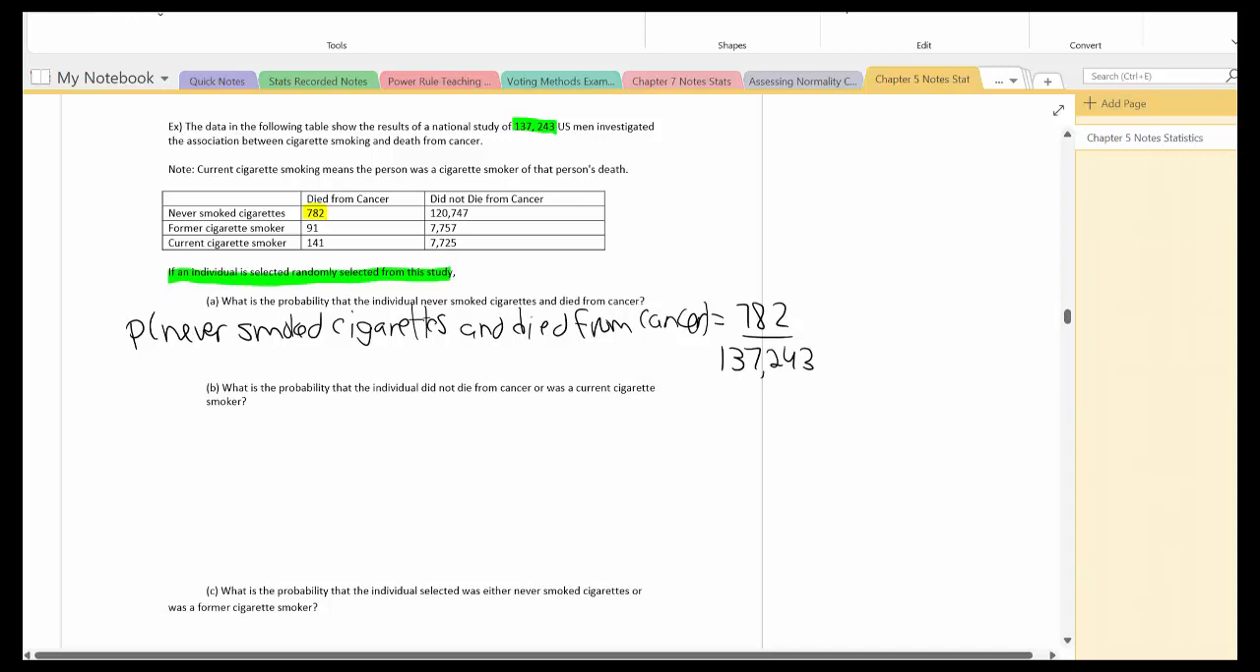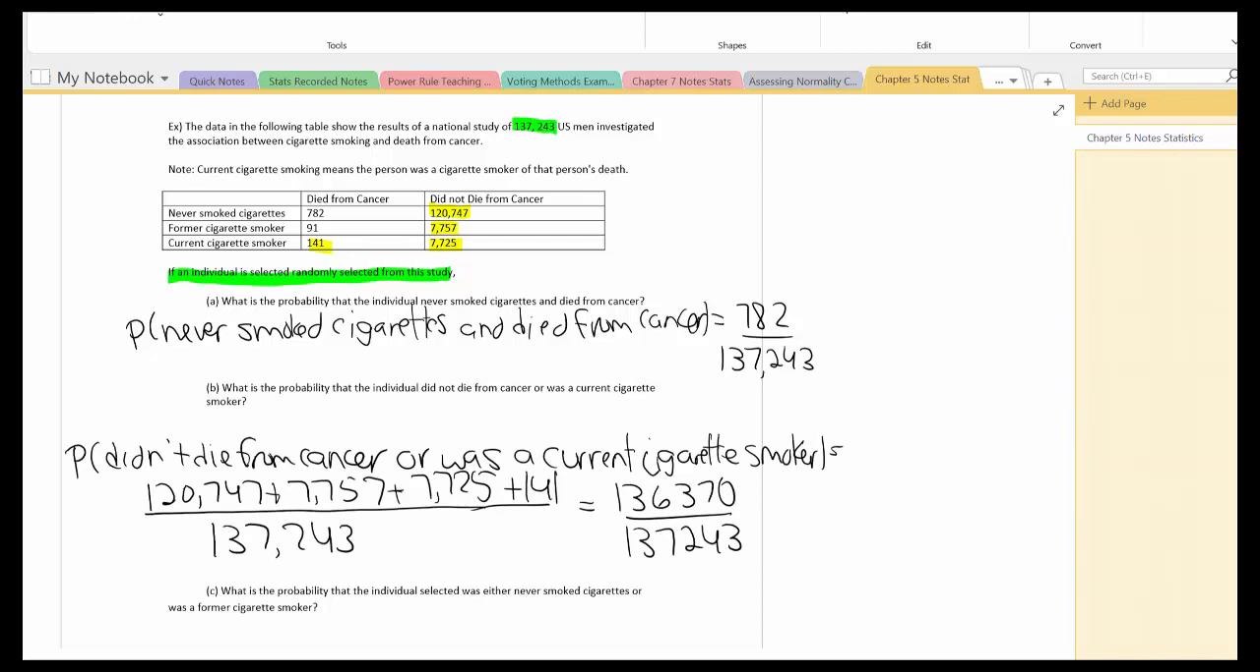What is the probability that the individual did not die from cancer or was a current cigarette smoker? Well, remember the or means I'm going to add them, so let's take a look at the table. So did not die from cancer, that's here, here, and here, or is a current cigarette smoker. Well, I'm not going to count the 7,725 again, but I certainly need to include the 141. Okay, so let me write this out now.